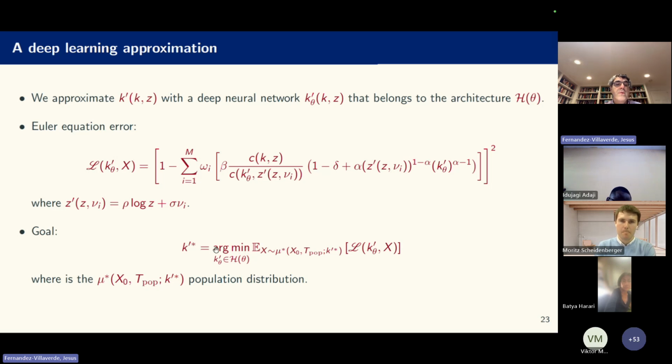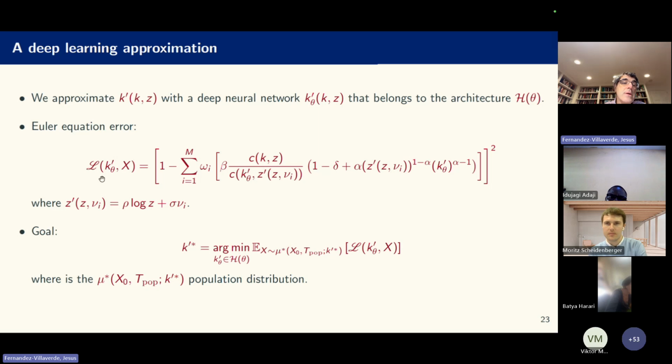And what I'm going to do is find the coefficients for the neural network, the weights in the neural network theta, that minimize this Euler equation error. Now, how do I do that? Well, what I would like to do is to minimize, you can see this argmin, the expectation of these Euler equation errors over the true population distribution.